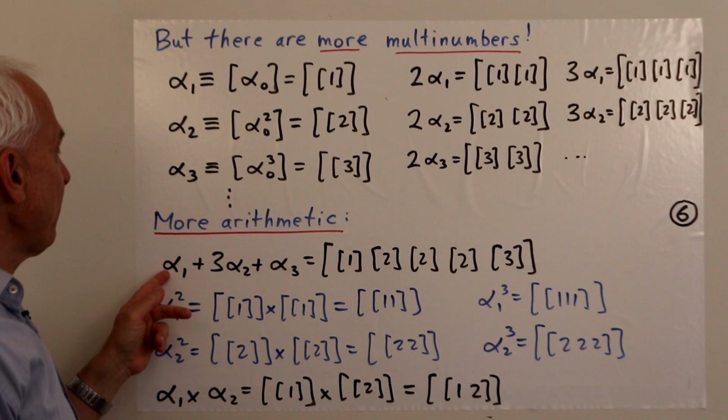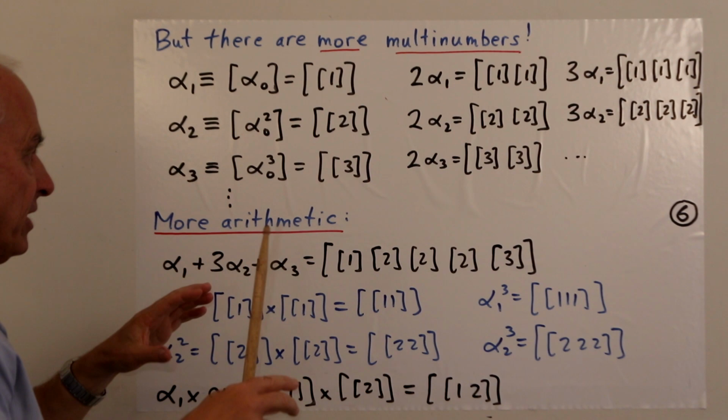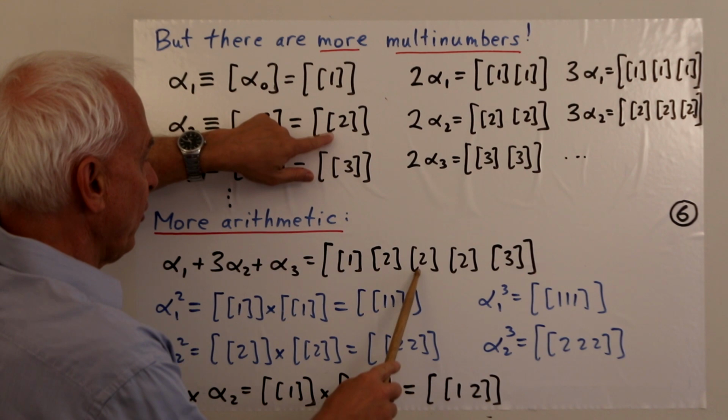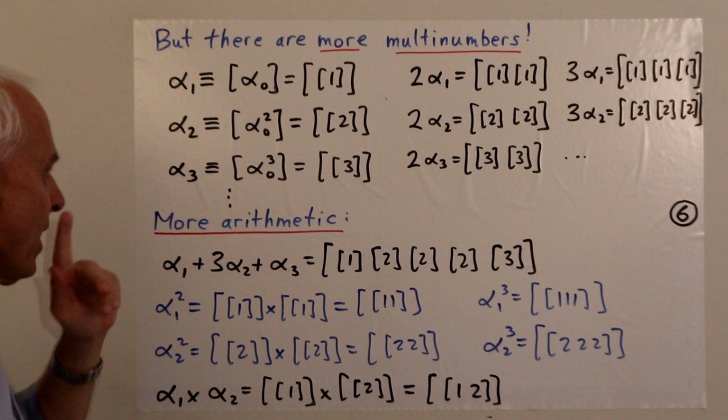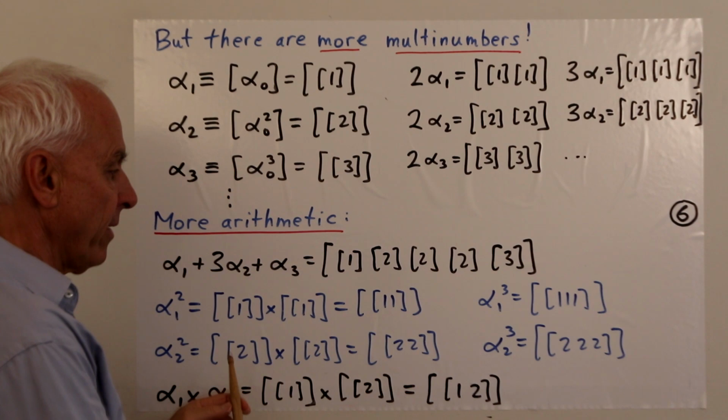So say alpha 1 plus 3 alpha 2 plus alpha 3. So that mset plus 3 of those plus 1 of those. Well, we dump everything in boxes. We get an mset with a single mset 1, mset 2, mset 2, mset 2, because we have 3 of them, and an mset 3. How about alpha 1 squared? Well, we've already done that. Let me remind you that when we multiply alpha 1 by alpha 1, we're getting mset, mset 1, 1. Similarly, alpha 1 cubed was mset, mset 1, 1, 1.